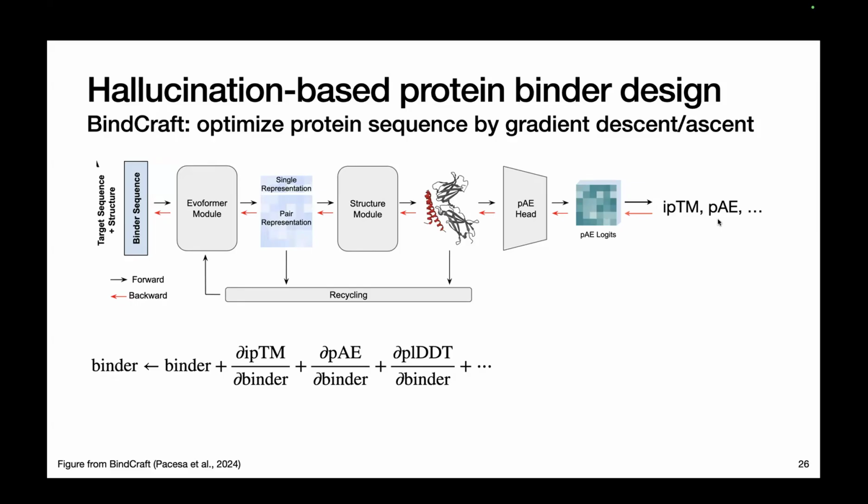So that's the reason why BindCraft proposed to do this gradient-based optimization, to backpropagate through AlphaFold, right, to optimize the binder sequence to improve a combination of these in silico binding confidence scores.